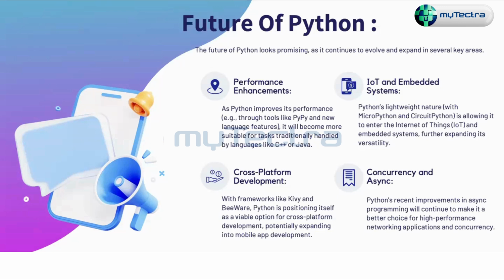And the fourth point is concurrency and async. Okay, so improvements keep on happening, no? So the recent improvements in async programming will continue to make it a better choice for high performance networking applications and concurrency. And what is async? Don't worry, these are keywords I will be explaining in coming time. Async is a short form of asynchronous. So there are two keywords, synchronous and asynchronous. We will be focusing on discussing that if required.